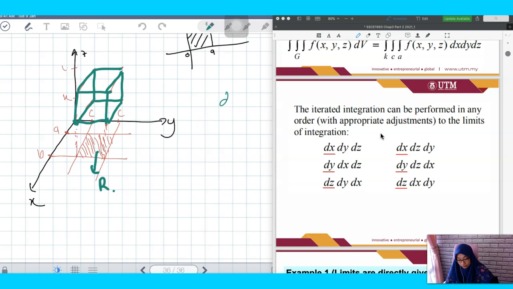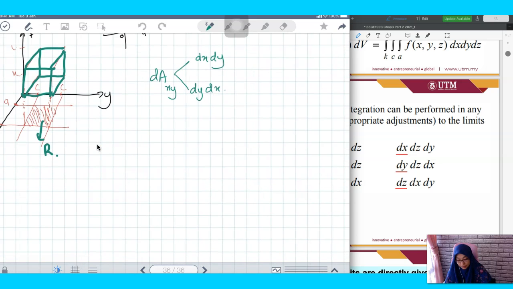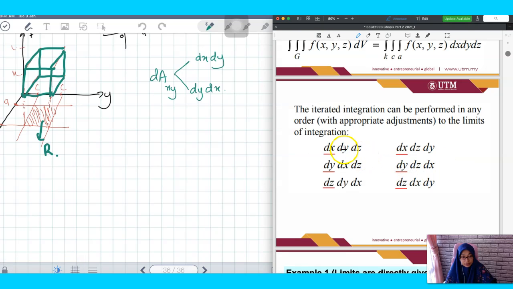Now in terms of the order of integration, for dA last time we had only two options, if your region is on xy: dx dy or dy dx. But if you look here, for the triple integral, you can have 6 options: 1, 2, 3, 4, 5, 6. You have to choose one of the 6 to be your order of integration.